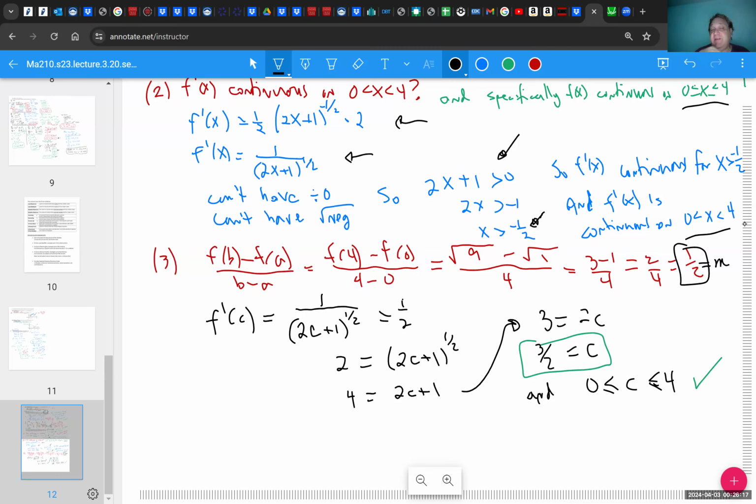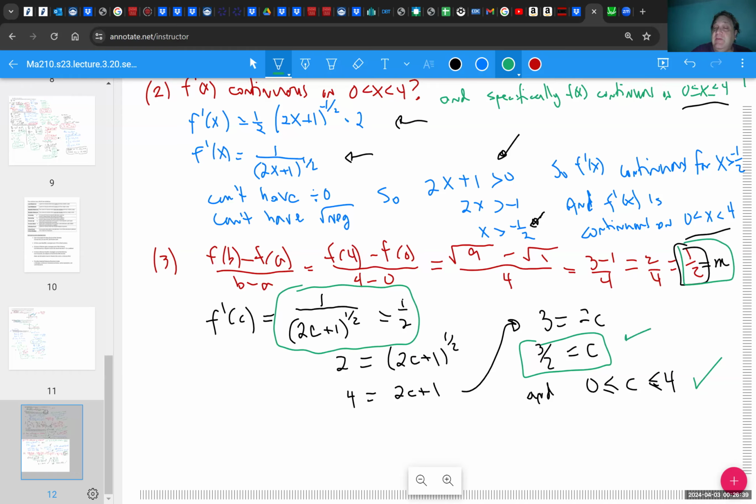I just wrote it down with a C in there instead. And I set it equal to 1/2. So I took the derivative equation and I set it equal to the slope value. The slope value, remember, was 1/2. So I made those equal to each other, did some multiplication to simplify this, squared both sides, and solved for C. And I got C is equal to 3 over 2.